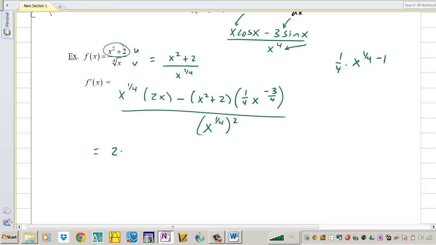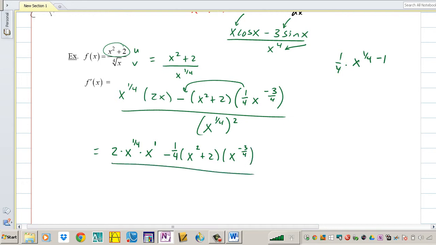It's going to be 2x to the 1/4 times x. I'm going to put a pretend 1 up here, minus x squared plus 2. Let me bring the 1/4 up here to the front. 1/4, and then x to the negative 3/4. All over, well, what is x to the 1/4 squared? You multiply the exponents, and you simply get x to the 1/2.